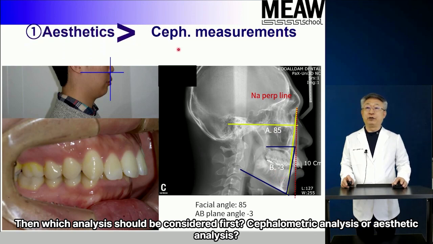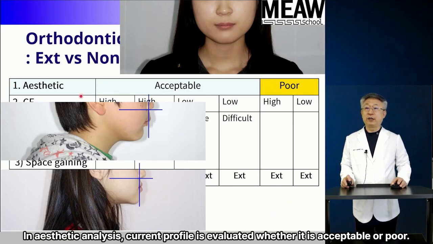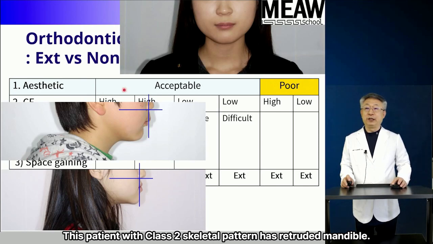Then which analysis should be considered first, cephalometric analysis or aesthetic analysis? I look at the aesthetic analysis first. In aesthetic analysis, current profile is evaluated whether it is acceptable or poor. This patient with class 2 skeletal pattern has retruded mandible.